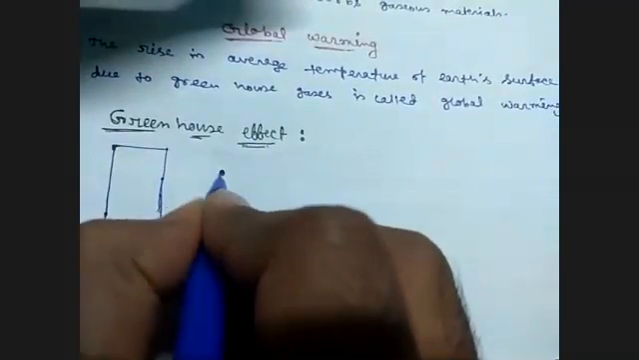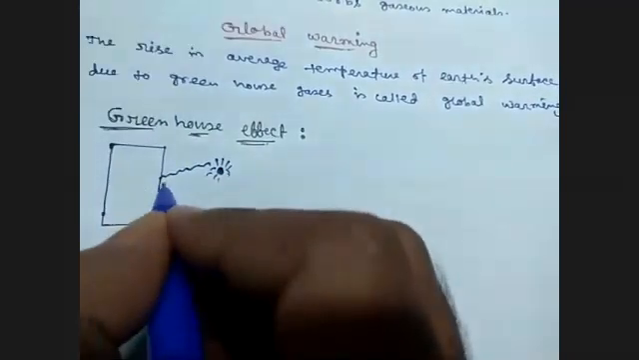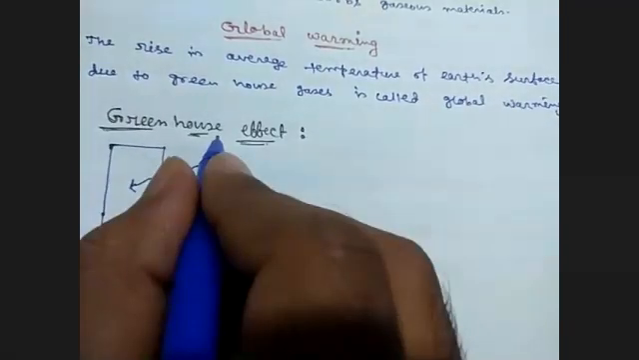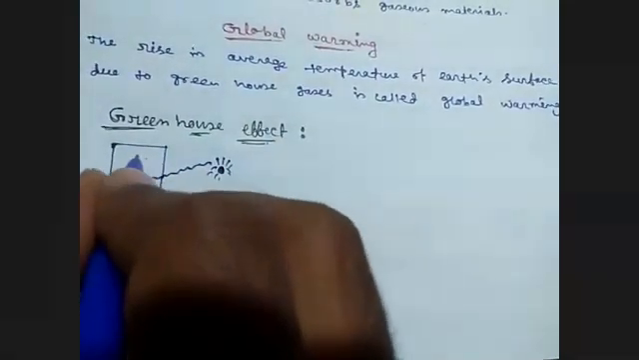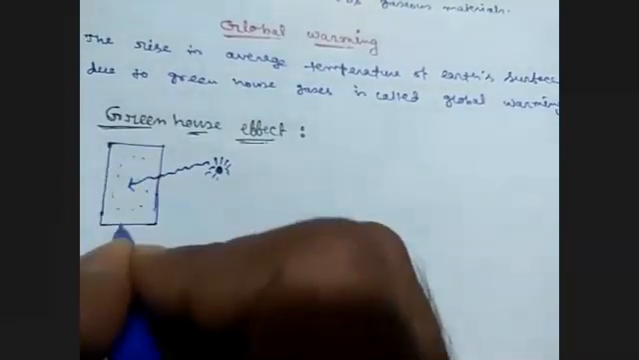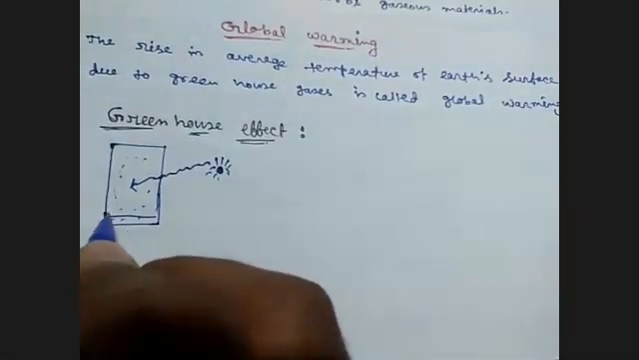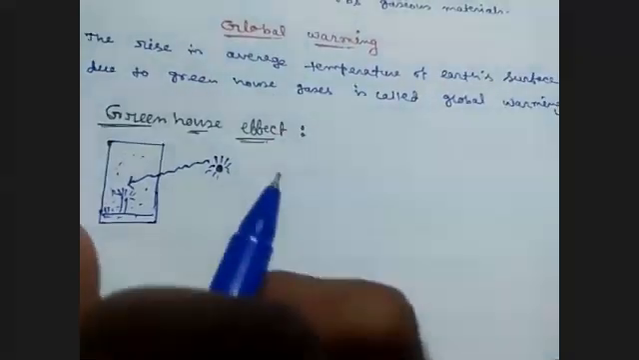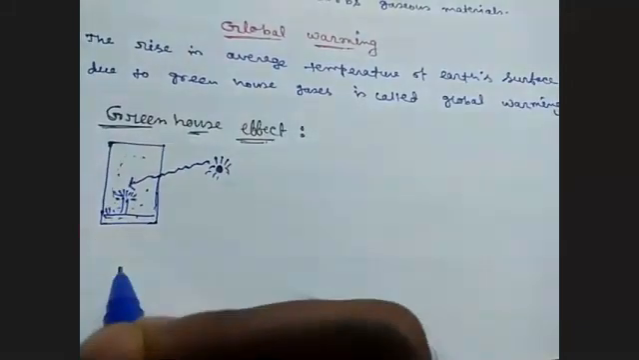When sunlight comes into the house, it enters the house, but it cannot get back outside. The energy coming from this radiation is trapped here, and it helps to increase the temperature inside the house. By using that temperature, the farming is done. So the trapping of energy is called the greenhouse effect.